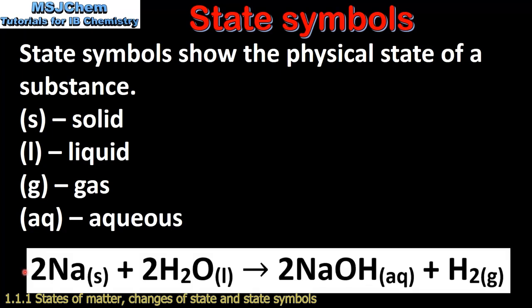So here we have an example of a chemical reaction that involves all four state symbols. In the reaction, solid sodium reacts with water, which is a liquid, to form an aqueous solution of sodium hydroxide and hydrogen gas.